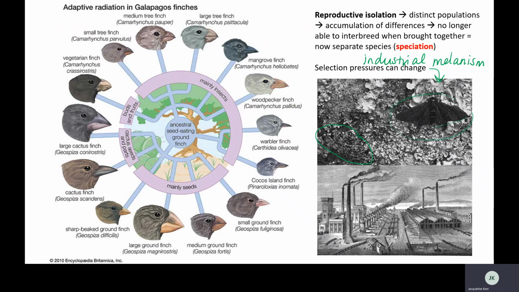And that swung back the other way with Clean Air Acts and a change in our industry and restrictions on pollution and our practices. But during those times we can see, you can imagine if you're a predator of that moth, which one is going to be easier to pick off. So that's a selection pressure that's changed in different directions over time.